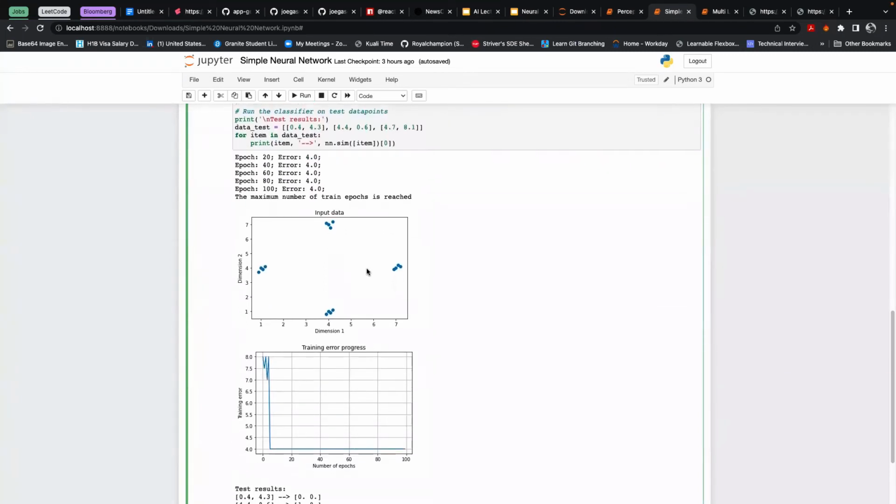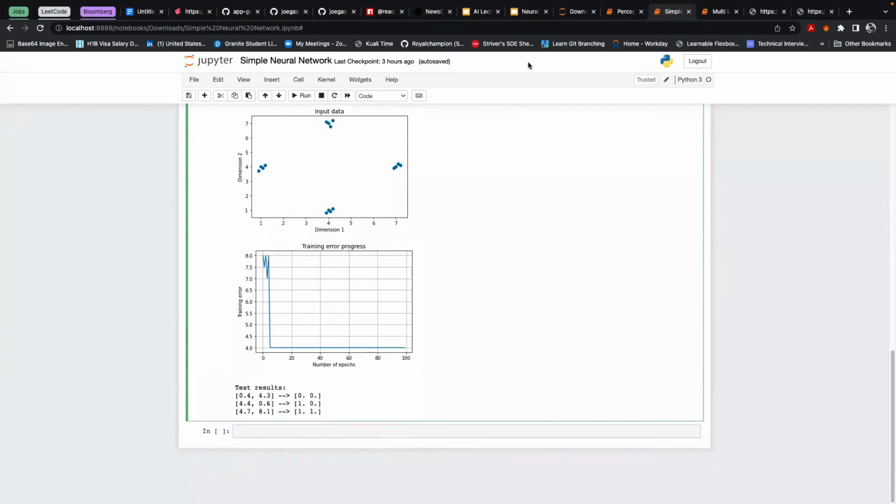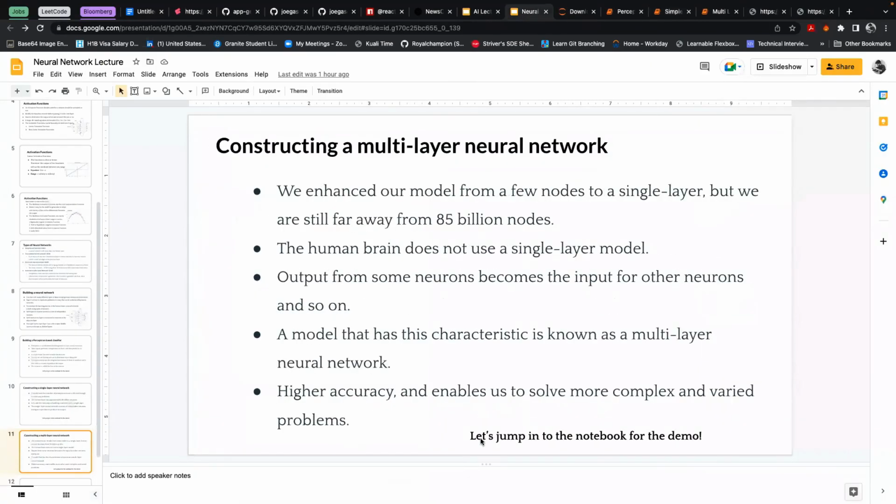Now, as we can see, the error quickly starts decreasing, signifying that our training is efficiently creating better and better predictions. In this case, the error did not go down to zero, but if we let the model run for a few more epochs, we expect that the error will continue to decrease. So we enhanced our model from a few nodes to a single layer, but we are still far away from 85 billion nodes.